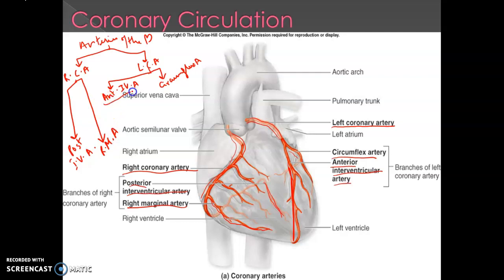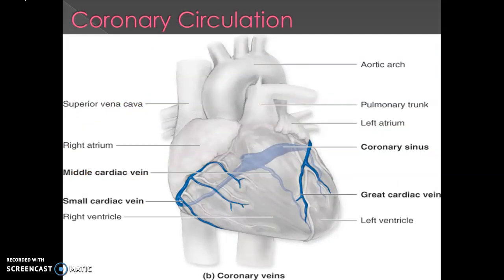The anterior interventricular artery sits in the anterior interventricular sulcus. The posterior interventricular artery sits within the posterior interventricular sulcus. Hope that makes sense. So these are the right and left coronary arteries. The right coronary artery divides into posterior interventricular artery and right marginal artery. The left coronary artery divides into circumflex and anterior interventricular arteries.